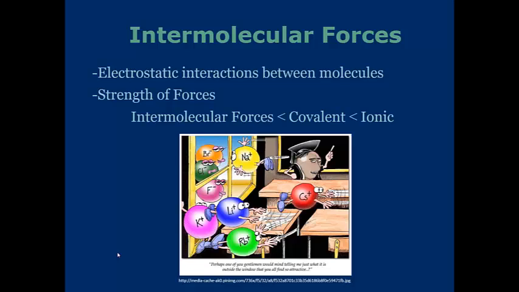So the strongest being ionic forces. This is because of the electrostatic interactions. Covalent forces are next. This is because electrons are shared. And lastly, intermolecular forces, which are the weakest of the bunch.